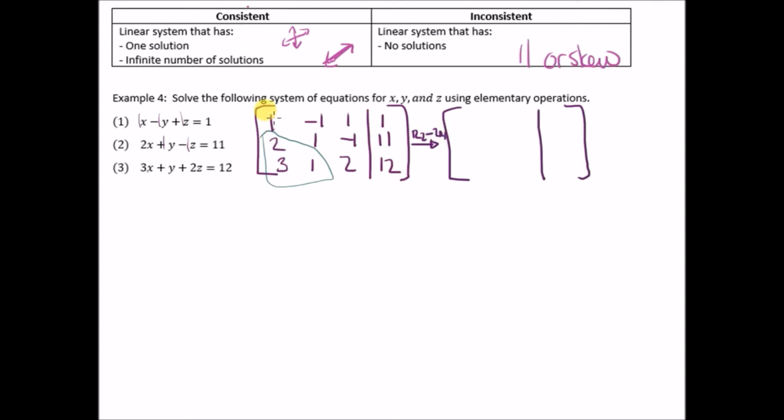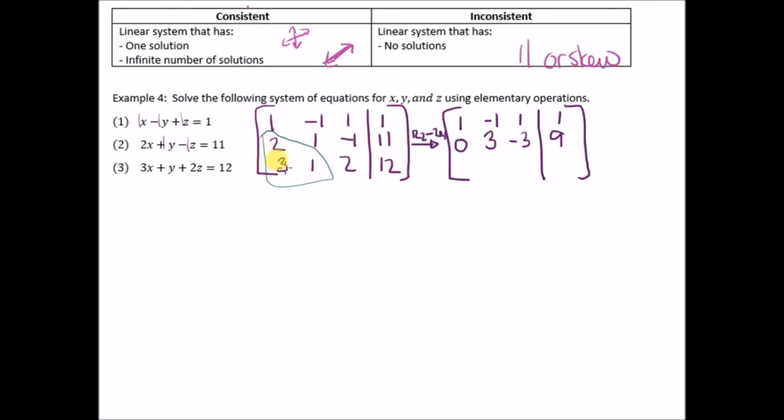Okay, because then 2 minus 2 is going to be 0. So row 1's not going to change. So 2 minus 2 equals 0. 1 minus negative 2 is 3. And we have negative 1 minus 2, I get negative 3. And then I get 11 minus 2, and I get 9.